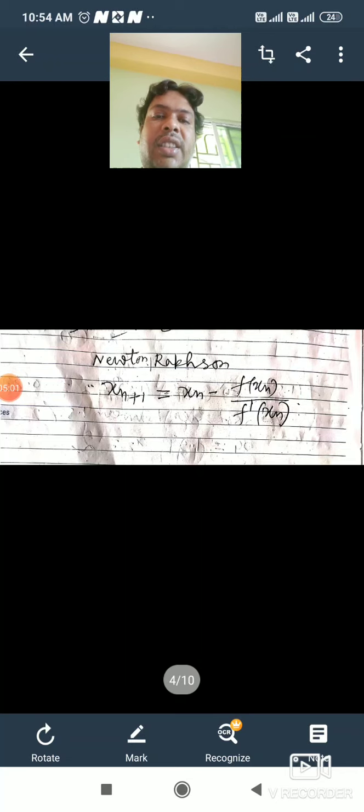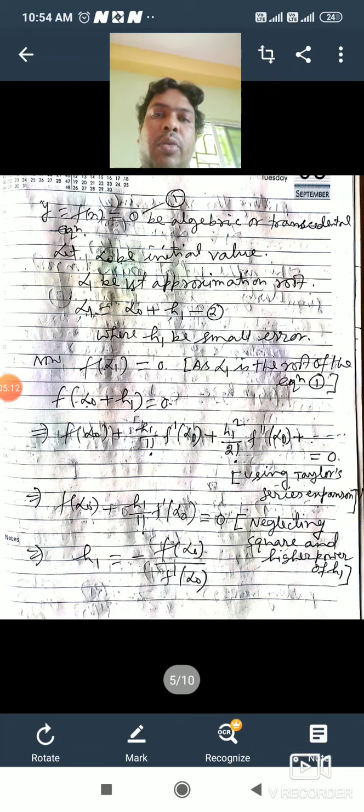Secondly, we discuss the Newton-Raphson method. This formula is x(n plus 1) equal to xn minus f of xn by f dash xn. Now we derive the formula. Let f(x) equal to 0 be an algebraic or transcendental equation. Let alpha 0 be the initial root, and alpha 1 be the first approximation root of the equation. So alpha 1 equal to alpha 0 plus h1, equation number 2, where h1 is a small error. Now f of alpha 1 equal to 0, as alpha 1 is the root of equation 1. So f of (alpha 0 plus h1) equal to 0.